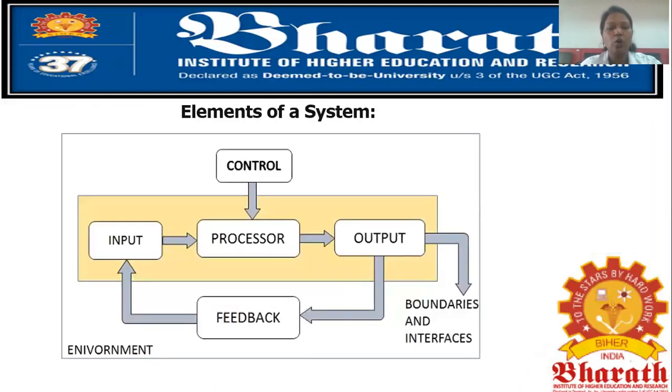So these are the components of the system. The elements of the system: first we have the input, the processor, and the output. The input will be retrieved from the client side and processed. During processing, the control will be given to the processor from a separate unit, and that will be given to the output. So at the end of the output, it has the boundaries and interfaces.